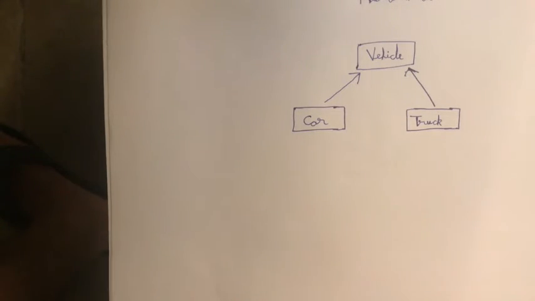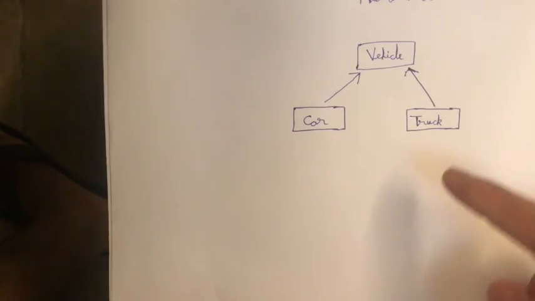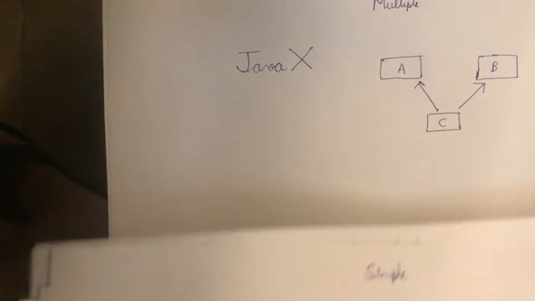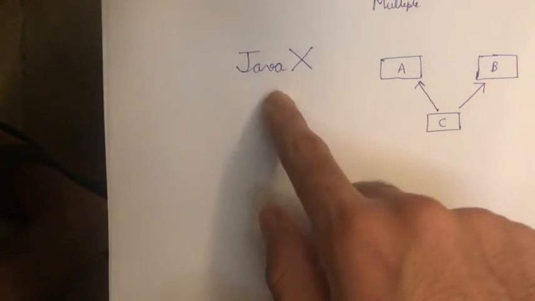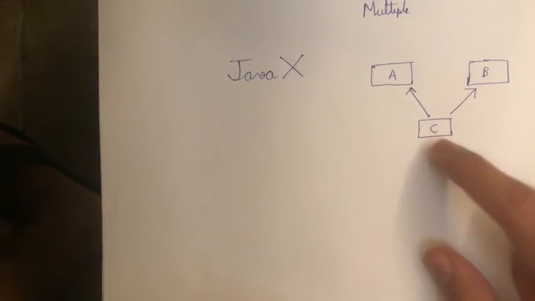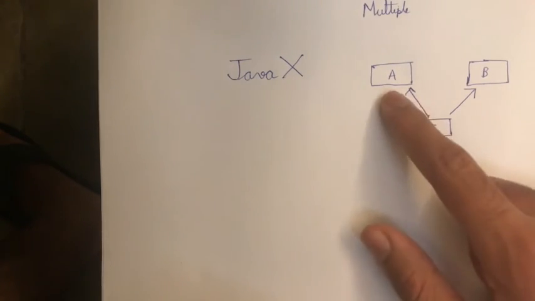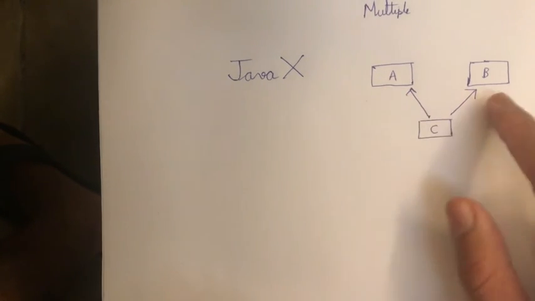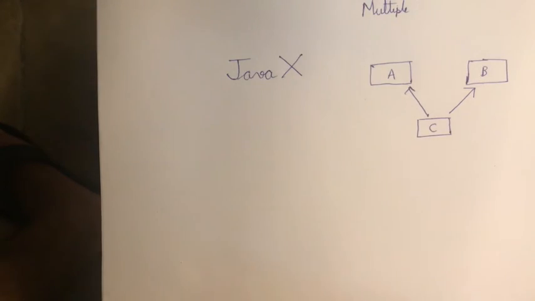Another type of inheritance is hierarchical inheritance, where vehicle is a parent class from which car and truck are being derived. Another kind of inheritance which is not present in Java is called multiple inheritance. In this, a single class can derive from multiple parent classes. For example, C over here extends A and B, but this is not present in Java.